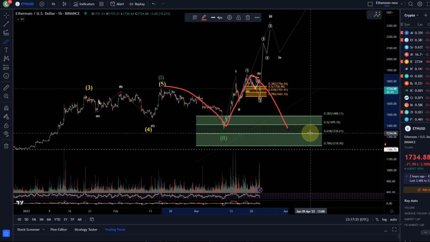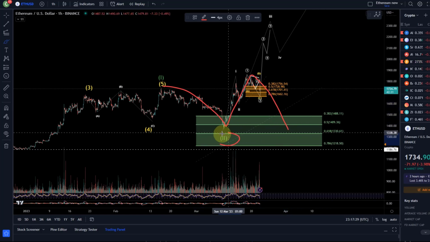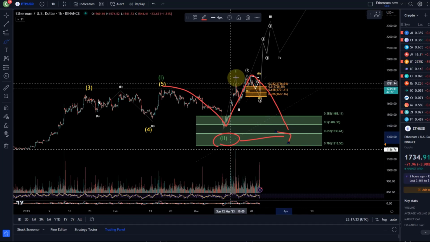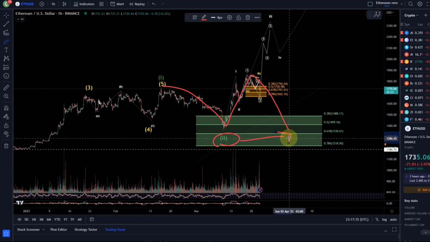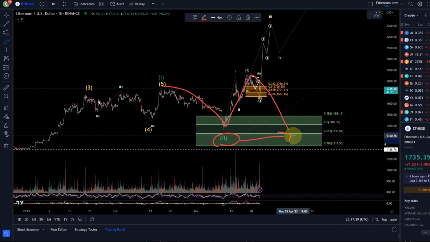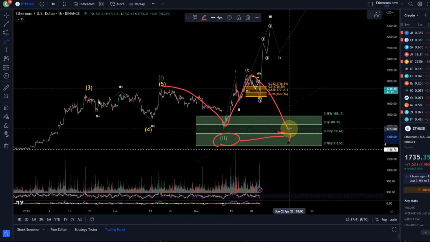Then we could look at maybe 1330, which is the golden ratio, and then we would have this wave 2 actually over here. This would also be a bullish scenario. It would mean a bit of a larger pullback before we get into the rally, and that would be a great time to accumulate again. In my opinion, I will at least do that. But I don't know if we get there.